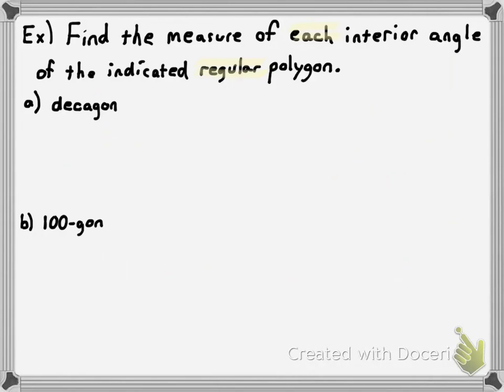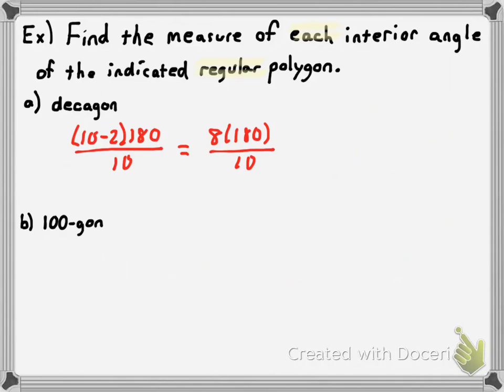We're going to do this by (n minus 2) times 180 divided by n. A decagon has 10 sides, right? So n is 10. So you get 8 times 180 divided by 10, and that will give you 144 degrees. There's 1,440 degrees in a decagon, so in a regular decagon, each angle is 1/10 of that.